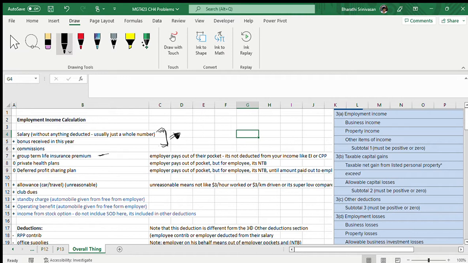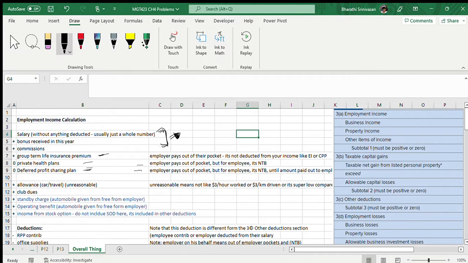Next one is private health plans and deferred profit sharing plans. Both of these are also things that the employer pays out of their pocket, but they are non-taxable benefits. For the deferred profit sharing plan, it's non-taxable until the amount is actually paid out to the employee, like after the 5 years that you've been putting money into this plan. When you take the money out, at that point, it would be taxed.